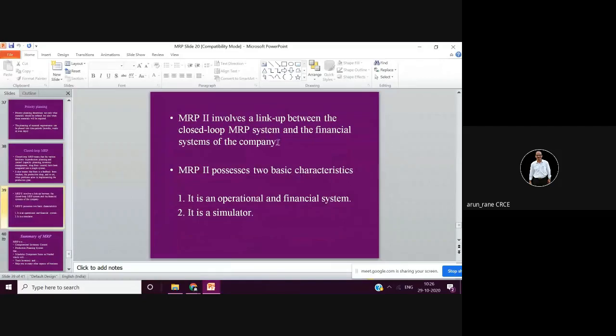So it is nothing but a link up between the closed loop MRP system and the financial system of the company. So it also considers the finance. So it has two basic characteristics, that is it is an operational and financial system, and it is a simulator. Simulator means it will simulate. It will give the entire schedule, with the given inputs, what outputs you are going to get and when you are going to get them.